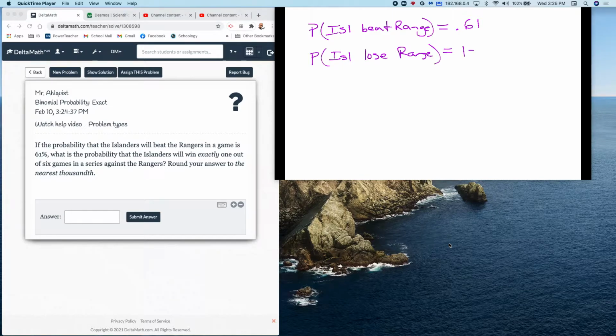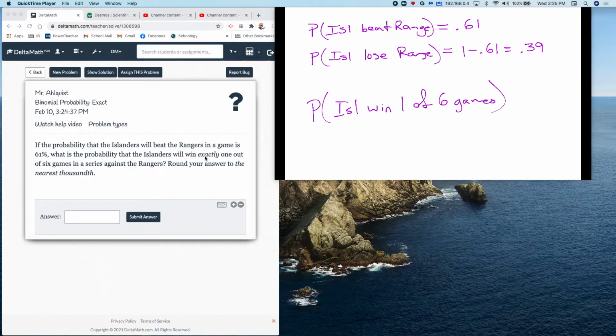is equal to 1 minus 0.61, because either you're going to beat the Rangers or you're going to lose to the Rangers. I mean, you can't do both. In that case, that would be 0.39, because you're either going to win or you're going to lose. So those two things have to add up to 1. So the question is, what's the probability that the Islanders will win exactly 1 out of 6 games?